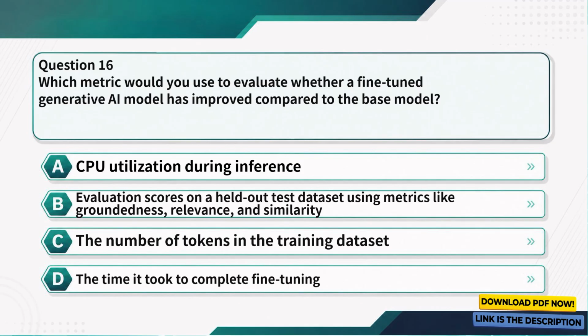Question 16. Which metric would you use to evaluate whether a fine-tuned generative AI model has improved compared to the base model? A. CPU utilization during inference. B.